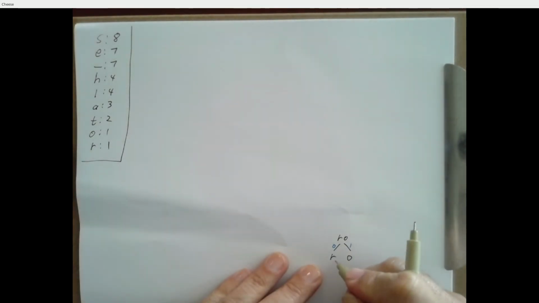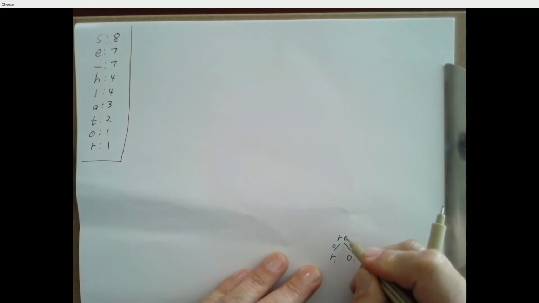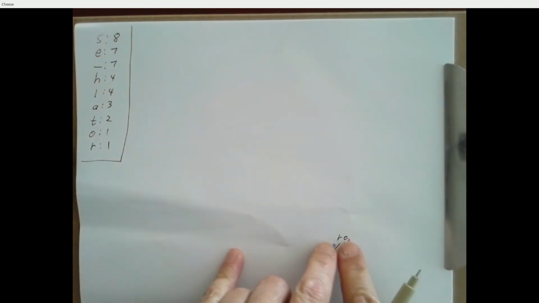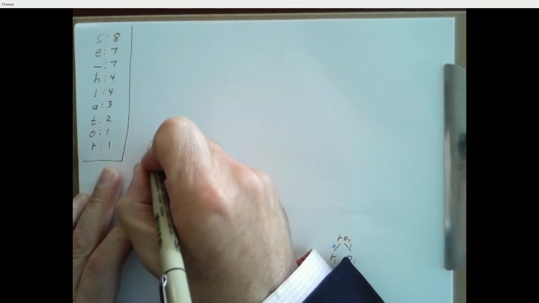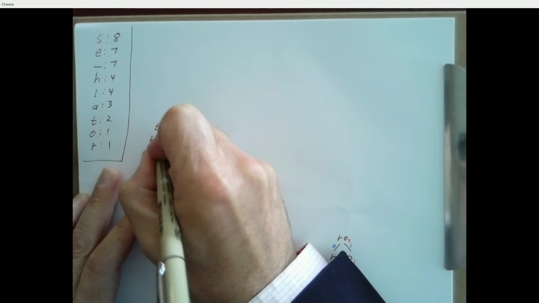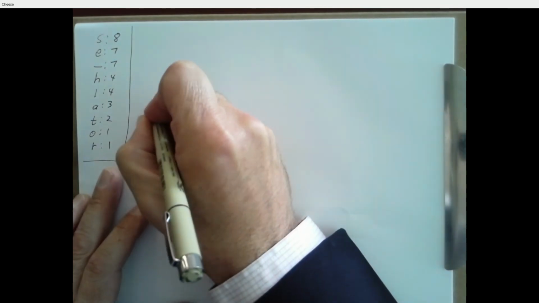All right, so now RO, these have, let's put frequency down here. So this has a frequency of 1. This has a frequency of 1. RO has a frequency of 2. Right, the number of times we're going to encounter either an R or an O in our original string, she sells seashells, is 2. So now we make a new frequency table. So RO is 2, T is 2, everything else is the same.